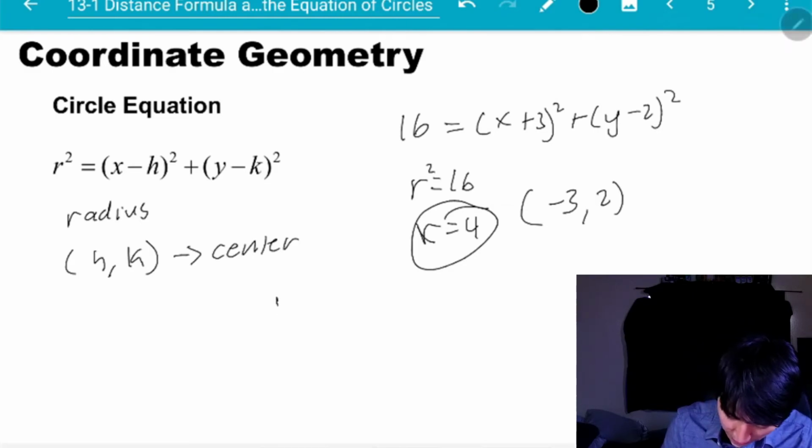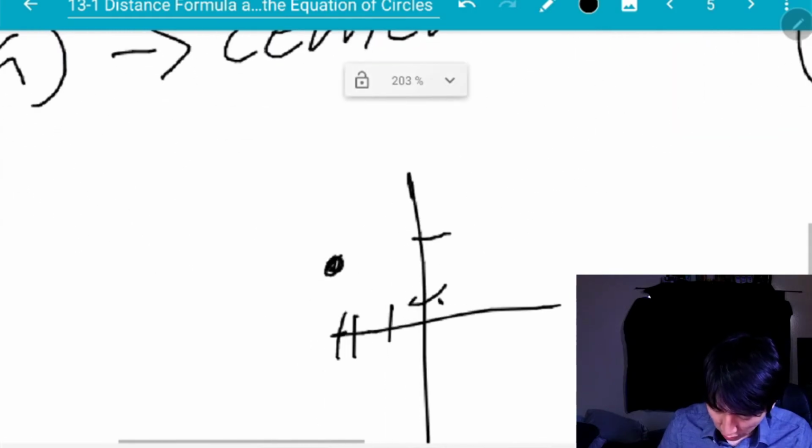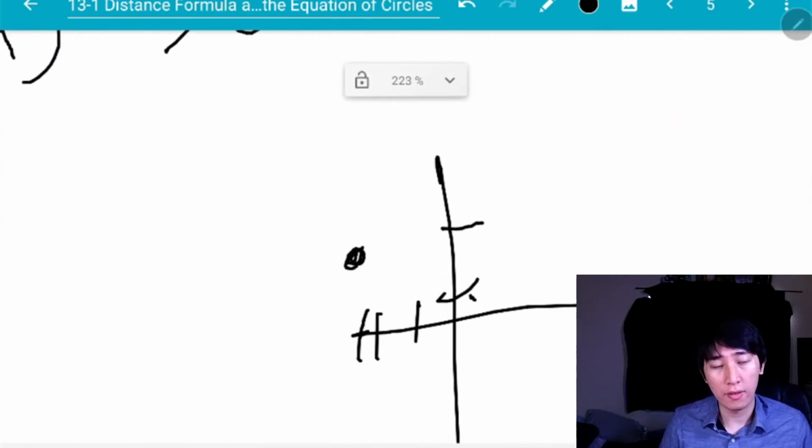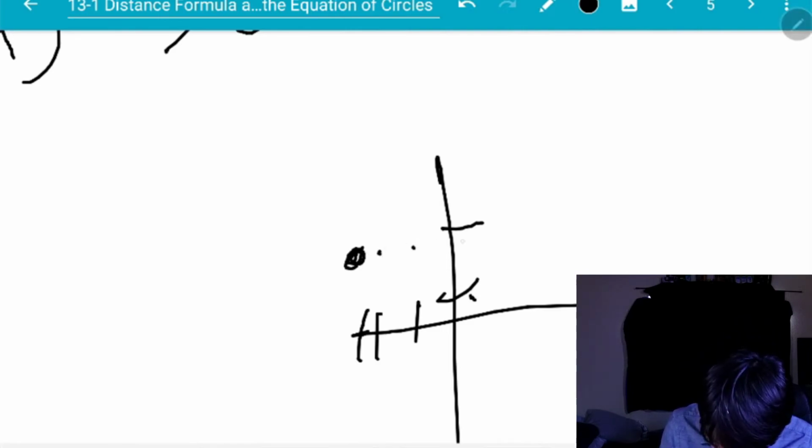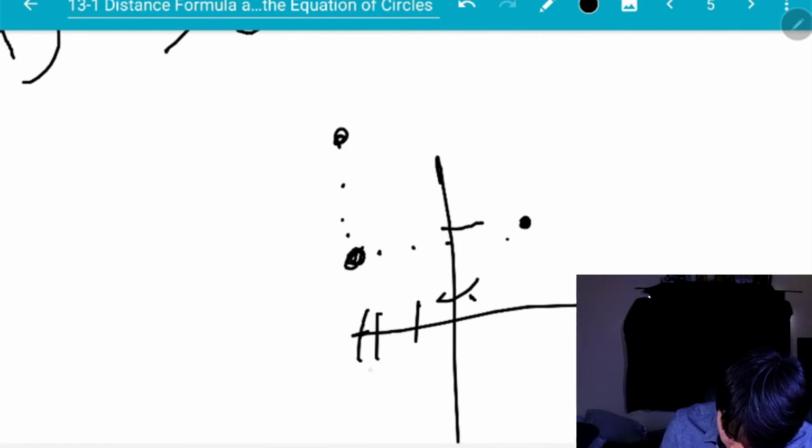Now let's just graph that out. So we're going to say negative 3, 1, 2, 3, comma 2, 1, 2. That's this point right over here. And your radius is 4. So all you're going to do is count 4 left, right, up, down. So you're going to go 1, 2, 3, 4. 4 points up. 1, 2, 3, 4 down. And 1, 2, 3, 4 to the left.